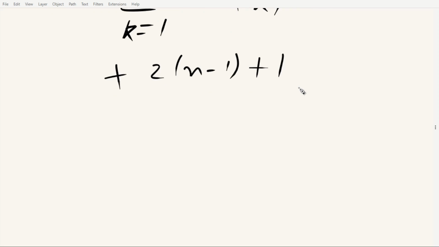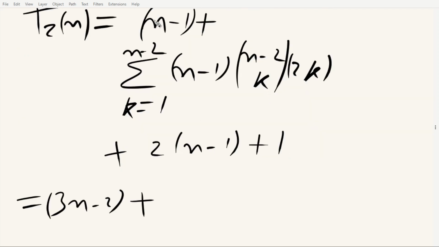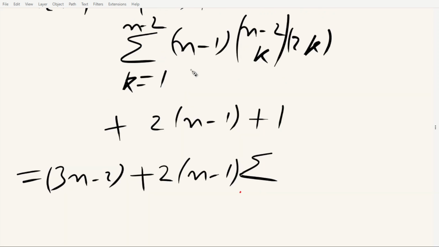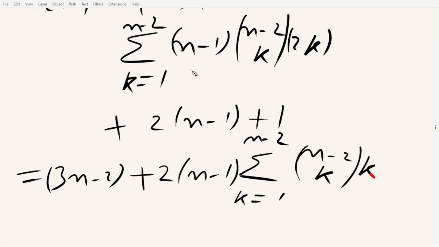Now we simplify this expression. This is equal to 3n minus 2, adding the separate terms, plus, so 2(n minus 1) plus n minus 1 is 3n minus 2, and here we factor out n minus 1 and write (n minus 1) times the summation of k equal to 1 to n minus 2 of n minus 2 choose k, multiplied by k.